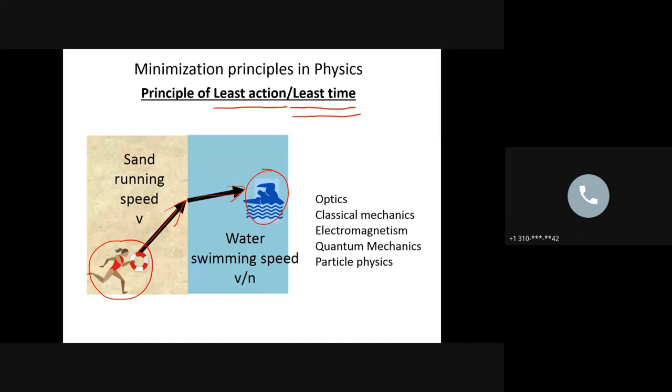This is exactly the same law of refraction that you find in optics. If you have a high refractive index medium, the light follows this sort of path and then refracts into the lower refractive index medium. And I think I said that in the opposite way. The higher refractive index medium is where the speed of light is slower. Okay, so this is one minimization principle in physics.